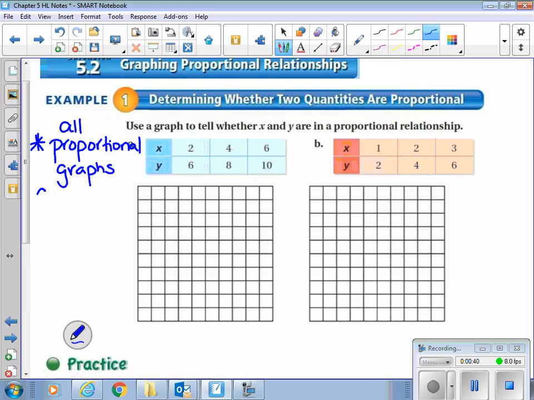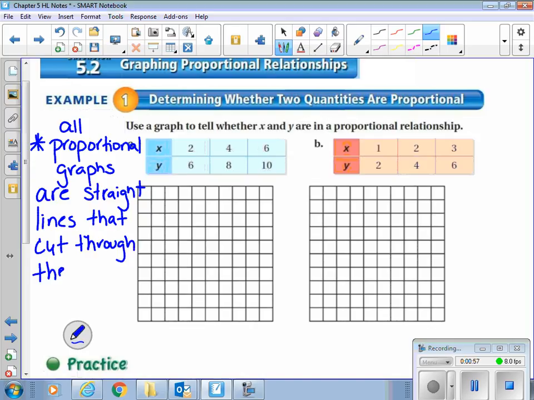are straight lines. They must be straight. That cut through the origin. And if you remember, the origin of a graph is your starting point, which is 0, 0. All proportional graphs are straight lines that cut through the origin. So you might have a straight line, but if it does not cut through the origin, then it's absolutely not proportional. It must cut through the origin.